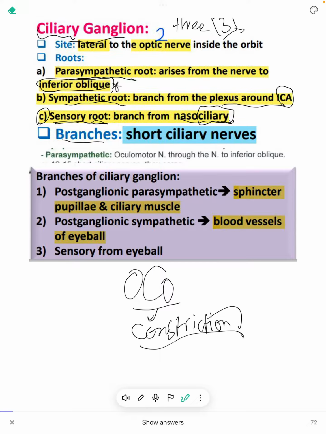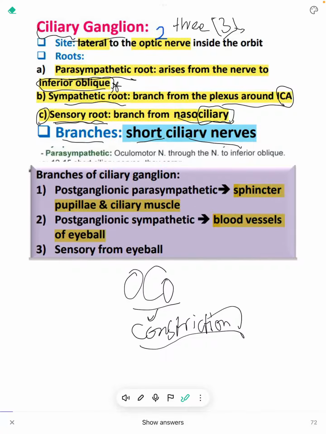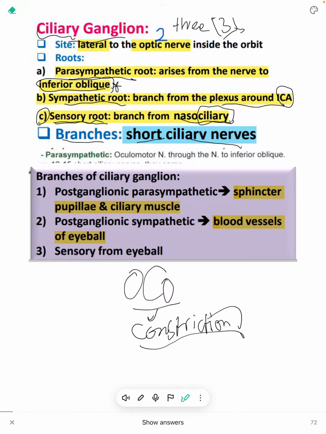What about the branches? The ciliary ganglia will have short ciliary nerves. Why? Because the ciliary ganglion is a parasympathetic ganglion, and in a parasympathetic ganglion the postganglionic fibers are short, not long like the sympathetic. So we call it the short ciliary nerve.